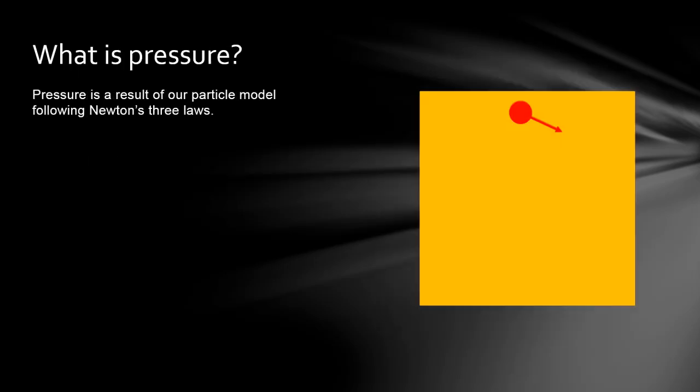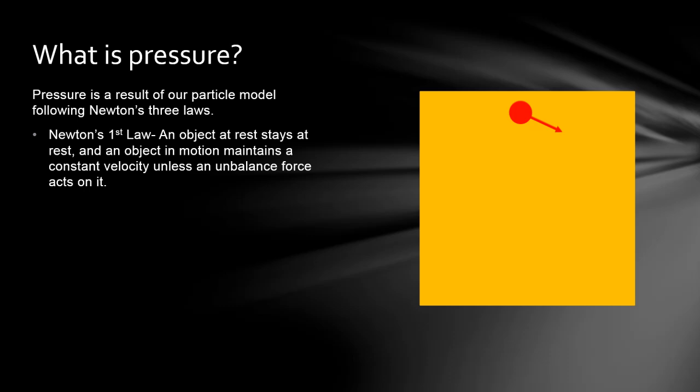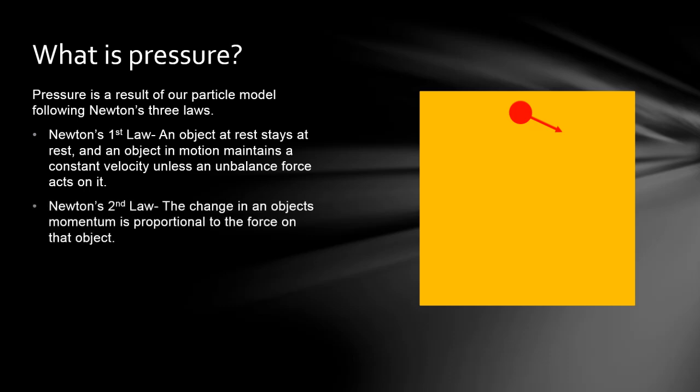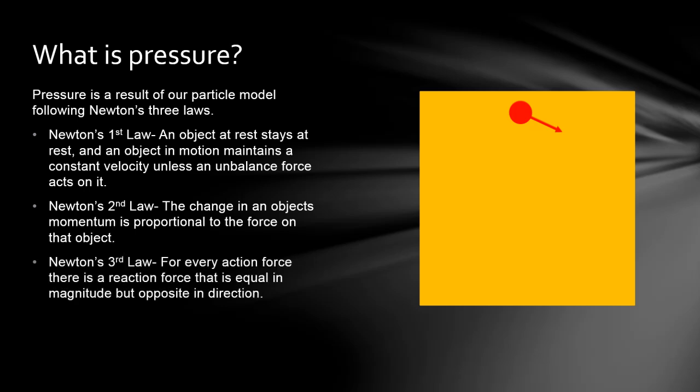What is pressure? Pressure is a result of our particle model following Newton's three laws. Just to review, Newton's first law states an object at rest stays at rest, and an object in motion maintains a constant velocity unless an unbalanced force acts on it. Newton's second law: the change in an object's momentum is proportional to the force on that object. And Newton's third law: for every action force, there is a reaction force that is equal in magnitude but opposite in direction.